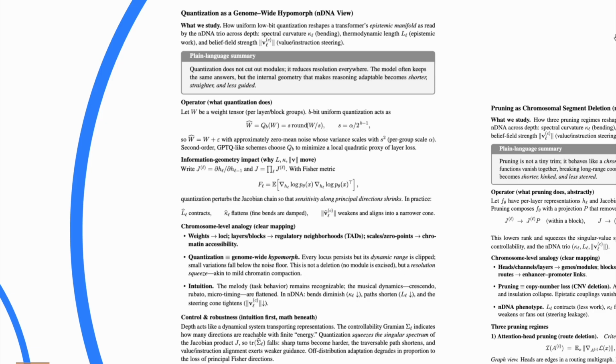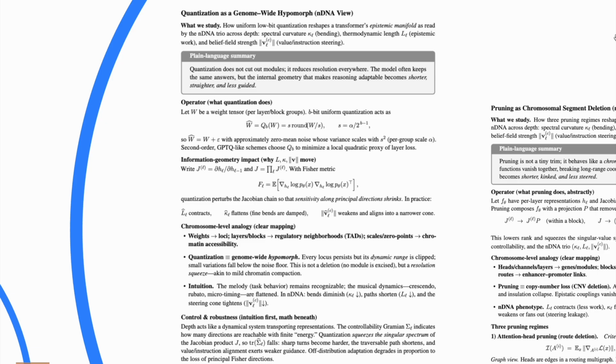L, kappa, and the belief field move: information geometry view. Let J_L be the Jacobian from layer L-1 to layer L, and let F_L be the Fisher matrix, the expected outer product of the score, that is, the gradient of log probability. Quantization perturbs the Jacobian chain, so sensitivity along the principal directions shrinks. In practice, we observe three things. First, L_L contracts, which means the path performs less epistemic work. Second, kappa flattens, which means fine bends are damped. Third, the magnitude of the belief vector we superscript C at layer L weakens and aligns into a narrower cone, which means value or instruction steering loses spread.